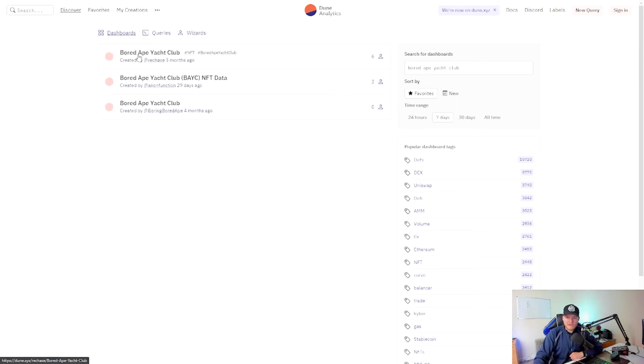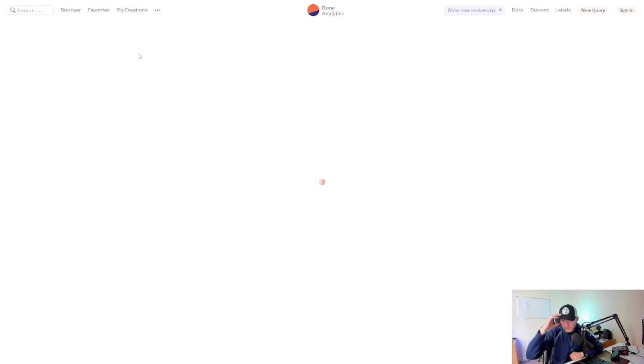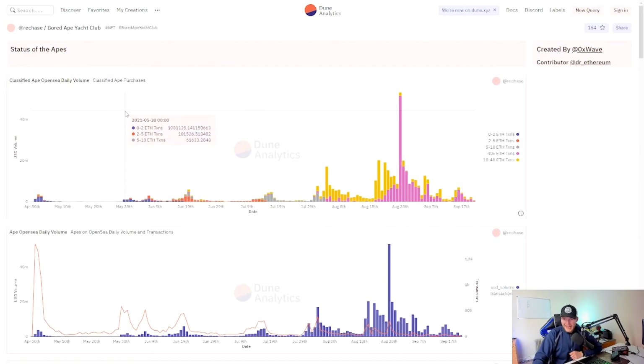We can see this one was created 5 months ago. Now, I'm not too sure how good this one is, but I guess we'll just find out. Now, this one again has a lot of information, but it's different this time. They're going in a different route, and you're going to be able to see new types of information that it actually offers. You're going to see the ape volume per day and how it can relate to the Ethereum price.